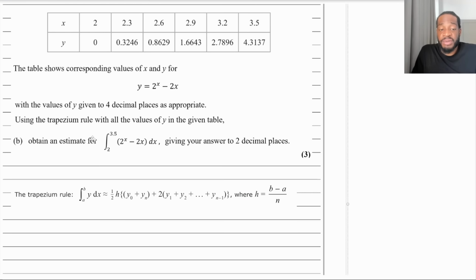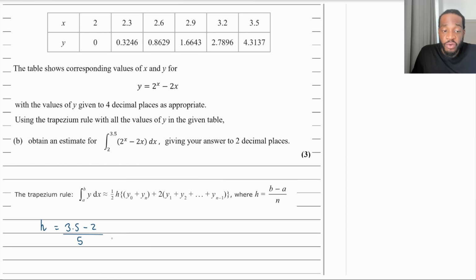So it's just a matter of plugging in everything. So remember, h is equal to b minus a over n. So b minus a, your upper and lower limit, so 3.5 take away 2, divided by n, which is the number of strips you have. As a quick rule, what I like to do is this. You count all of the x values, 1, 2, 3, 4, 5, 6. Take 1 away. It's going to be 5. So that is how you get your number of strips very quickly.